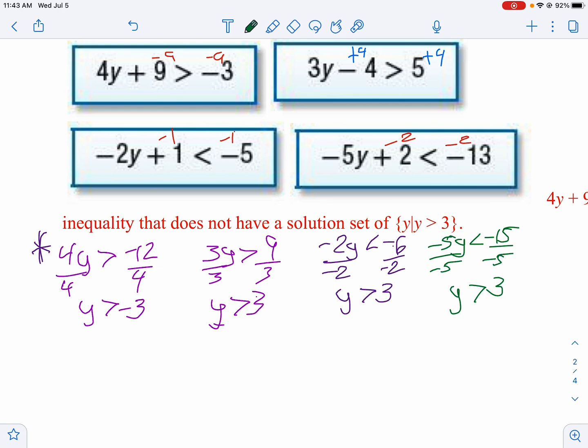So my last three boxes are the same. My first box is different. So 4y plus 9 greater than negative 3 does not belong.